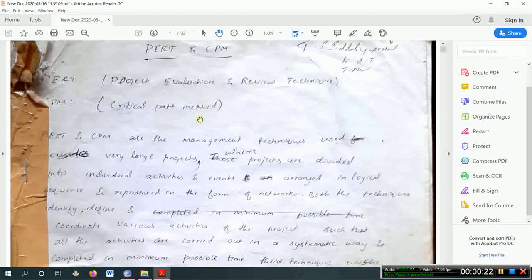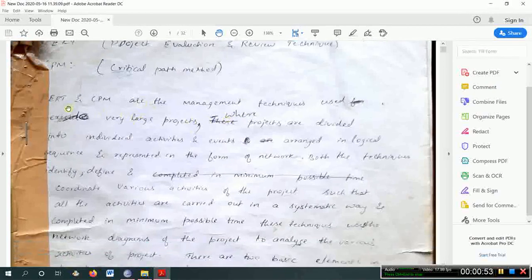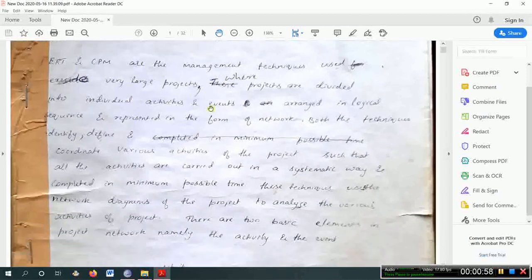For example, if a customer has given a project to an industry, the industry people have to estimate the time at which they can complete the project given by the customer, and they can give that estimated time to the customer. So in PERT and CPM, we are going to find the estimated time for completion of the total project.